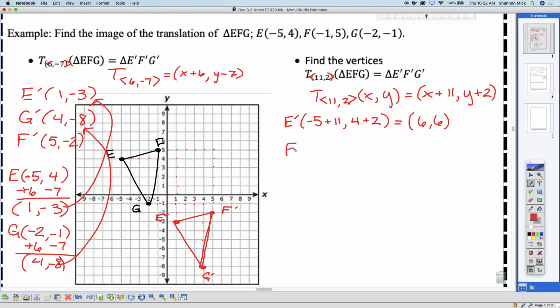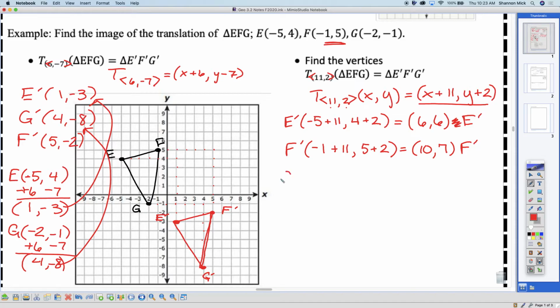So F prime, starting with F, is -1 plus 11, comma, 5 plus 2. Because I'm just using 11 and 2. So -1 plus 11 is 10, and 7. This is E prime, I guess I put down this side too. Oh, it's not E, it's E prime. And this is F prime.